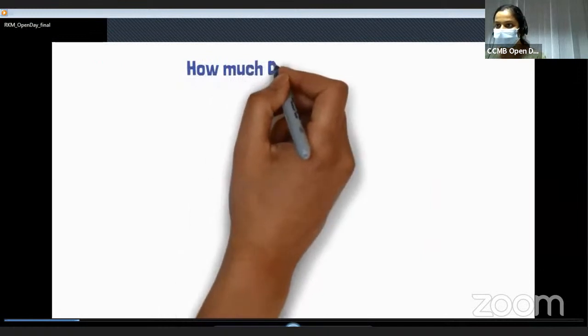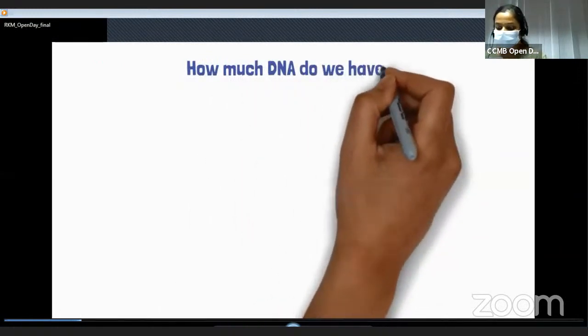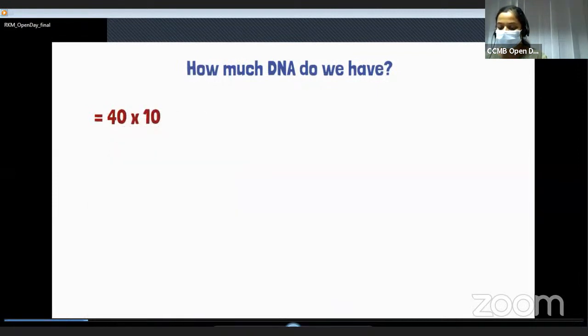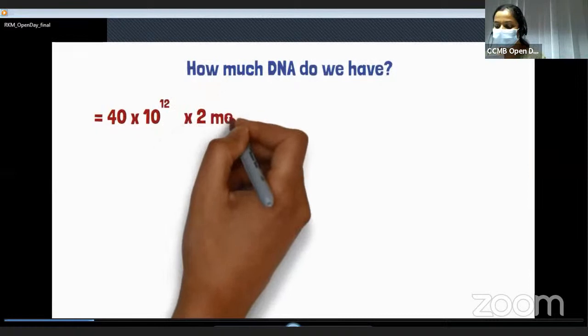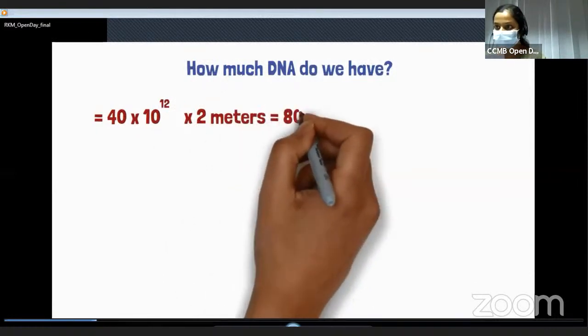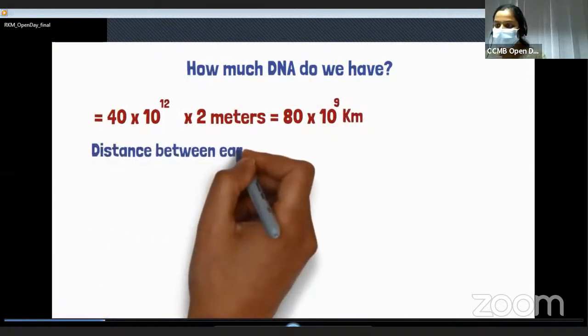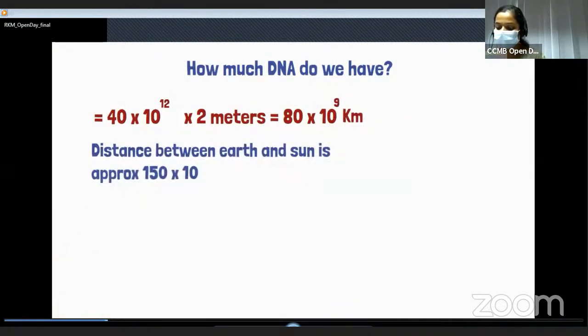Which means that the total DNA in the human body from all the cells is about 8 billion meters. This is a lot of DNA. It is the same length as taking about 500 trips from Earth to Sun.